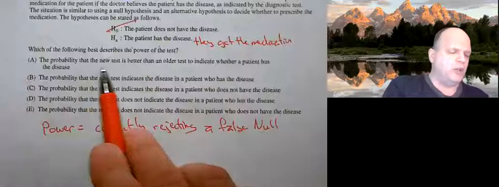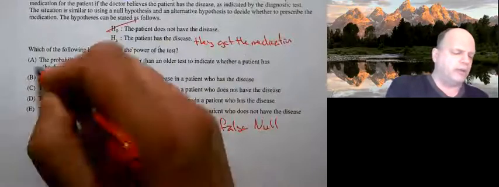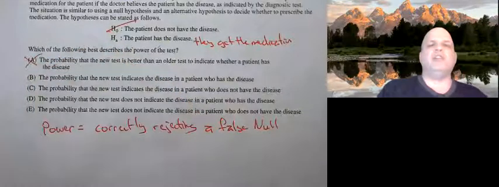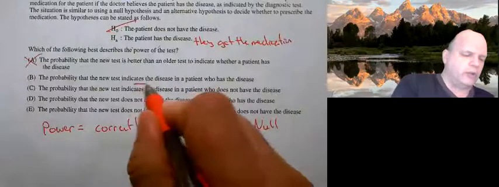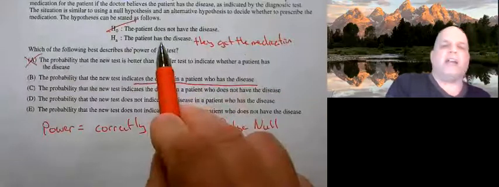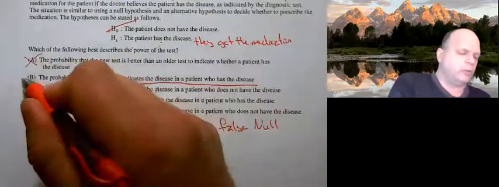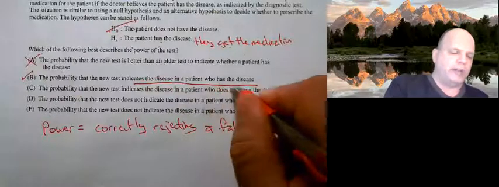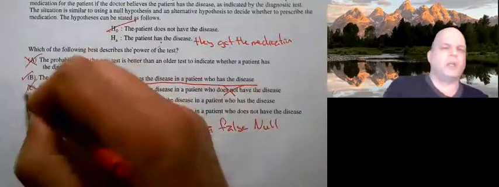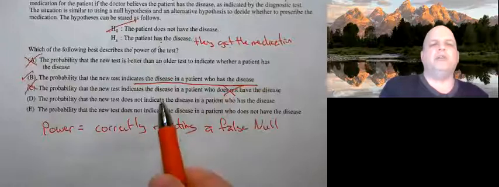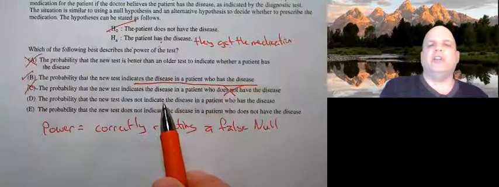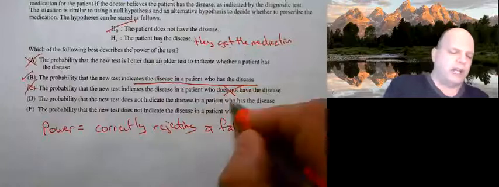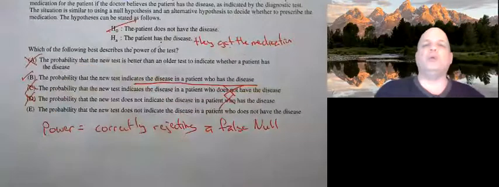The probability that the new test is better than the older test, no, that's not power. The probability the new test indicates the disease in a patient who has the disease. It indicates they have the disease and they do. This looks pretty good. I'm liking B. The probability the new test indicates the disease of the patient who does not have the disease. No, that's an error. The probability that the new test does not indicate the disease in a patient who has the disease. Once again, that's an error. Power is doing the correct thing.